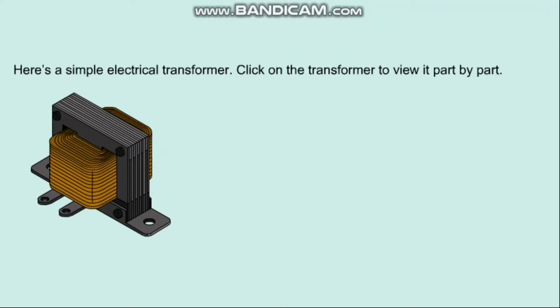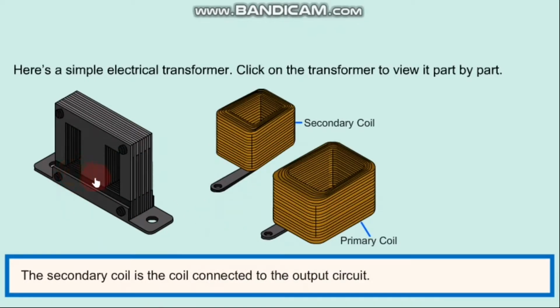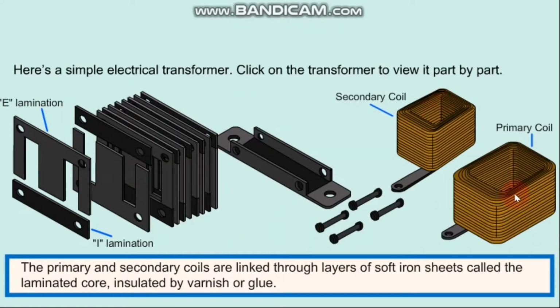Are you curious to find out what's inside the transformer? So to know the answer, let's zoom at this picture. It shows a simple electrical transformer. Transformer consists of 3 major parts. First, it has a primary coil, and this coil is connected to the input voltage source. Second, the secondary coil, where the coil is connected to the output circuit. And third, this primary and secondary coil are linked through layers of soft iron sheet called the laminated core. And these laminated cores are insulated by varnish or glue.